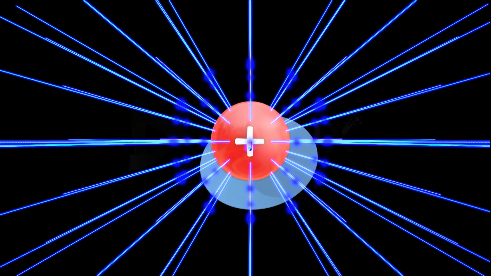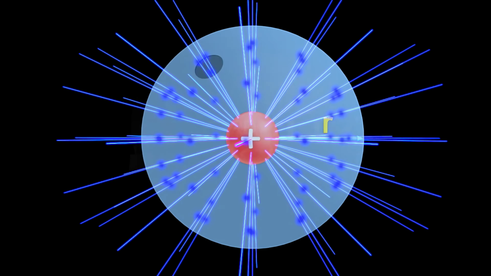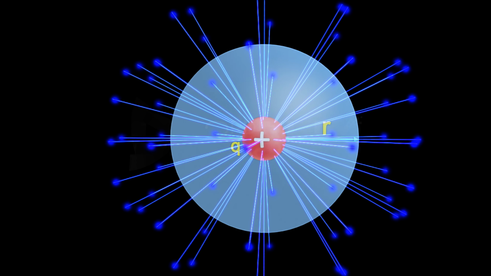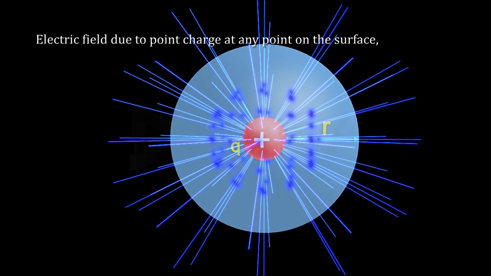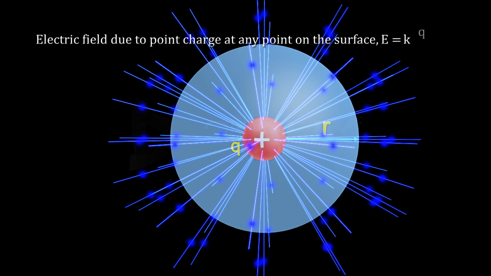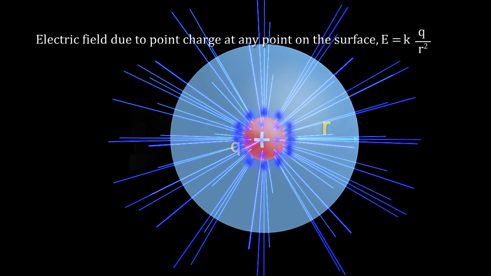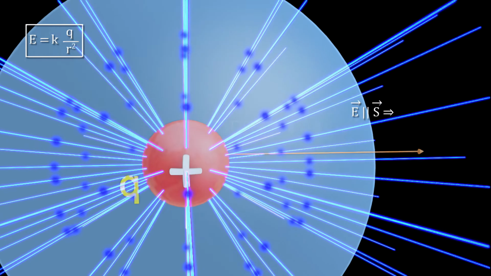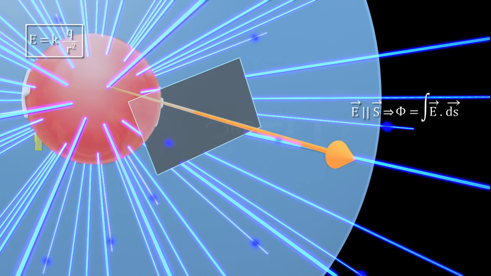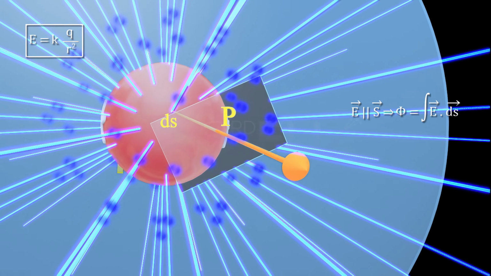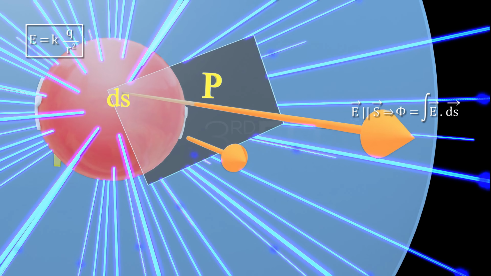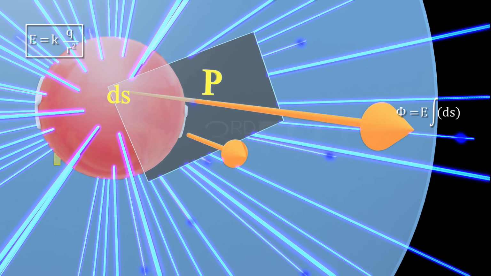Let us look at flux through a spherical surface of radius r due to a single point charge q kept at the center. Magnitude of electric field at any point on the surface is equal to kq by r square, and it is perpendicular to the surface area. E bar and dS bar are parallel to each other at every point on the surface. Hence, E bar dot dS bar becomes E dS.